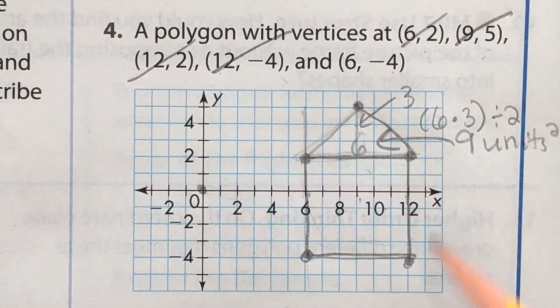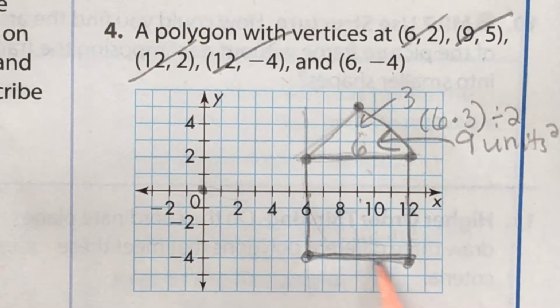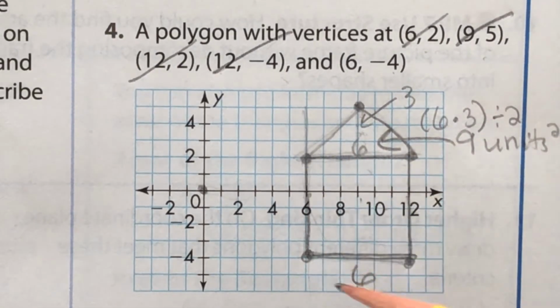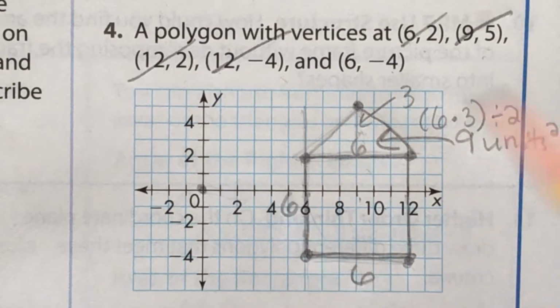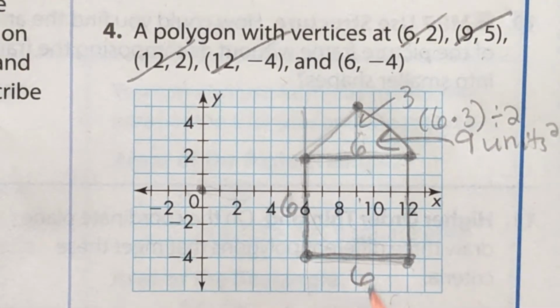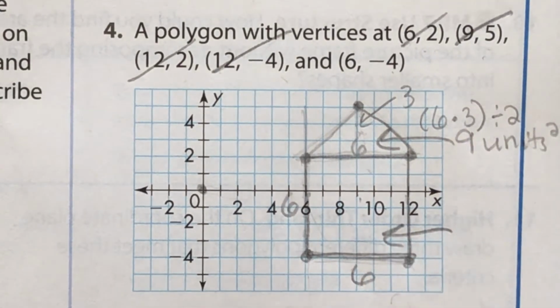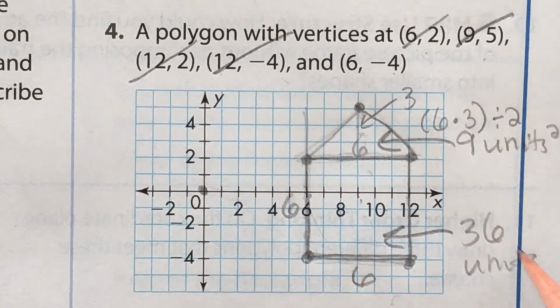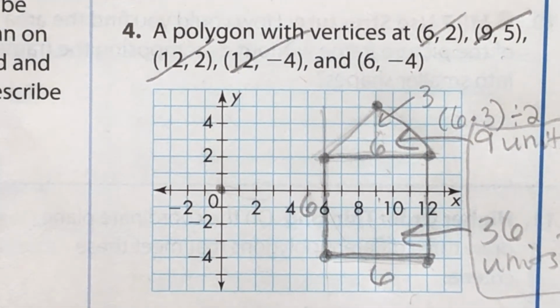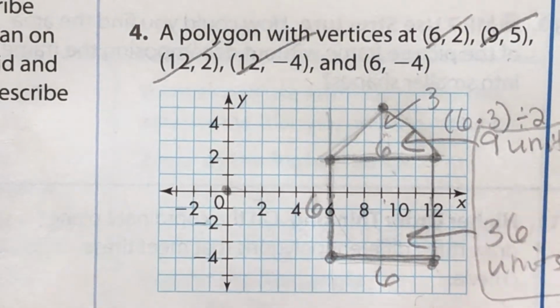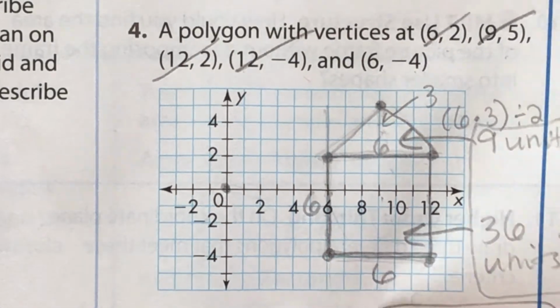And then our rectangle, what is the base? How many units are here on the bottom? 1, 2, 3, 4, 5, 6. And so that's the length. What about the width? 1, 2, 3, 4, 5, 6. So it is actually a square. I didn't want to assume that right away. So 6 times 6, the area of this square is 36 units squared. So we're going to add up 9 and 36, and you end up getting 45 units squared as your area.